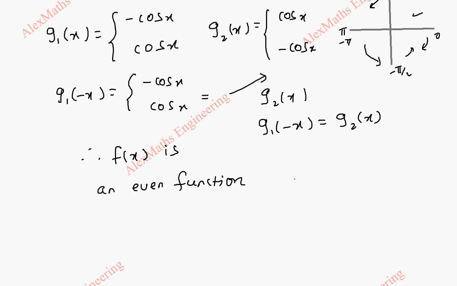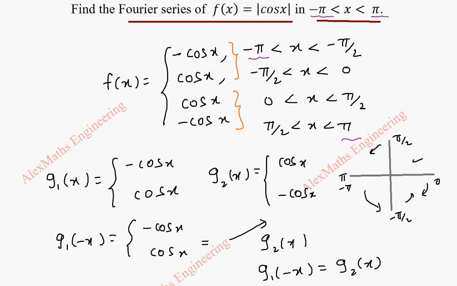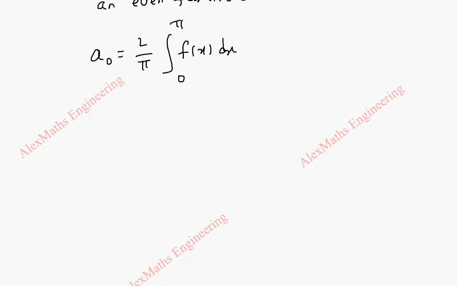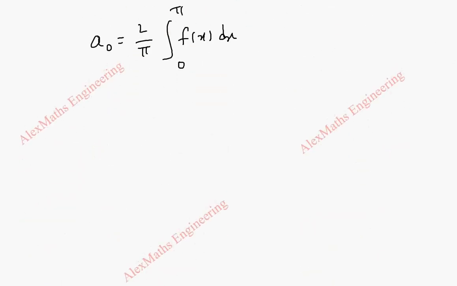Since it is an even function, the value of bn is 0. Now it is sufficient to find a0 and an. For finding a0, we have to take 2 by pi integral 0 to pi f of x dx. And now 0 to pi is only these two limits we will be using. So 0 to pi by 2 is cos x and pi by 2 till pi is minus cos x. So we are going to further split this into two parts.